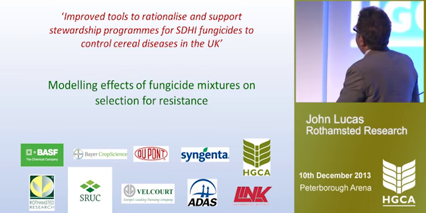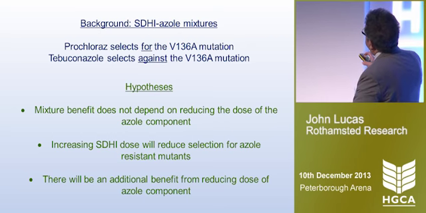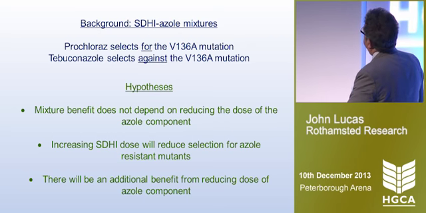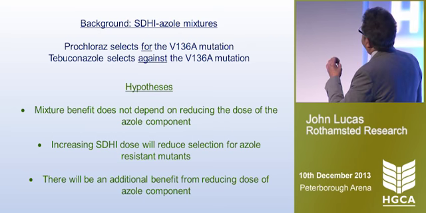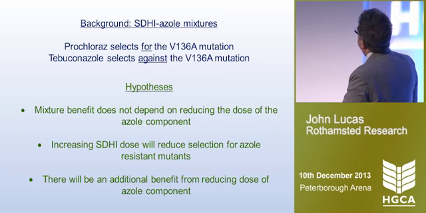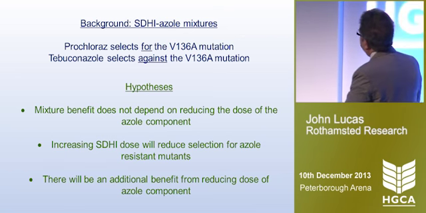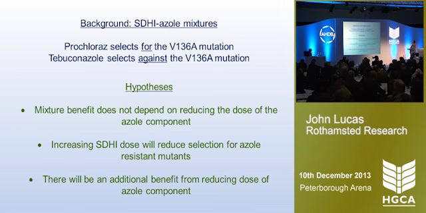So here's what we've been trying to do in one part of the project. I showed you that in the Septoria population there's a lot of different mutations, and that some of them act differently against different azoles. And this one in particular, called V136A, we know is selected quite strongly by prochloraz and quite strongly against by tebuconazole. So this is where the prochloraz-tebuconazole type mix may have different effects.